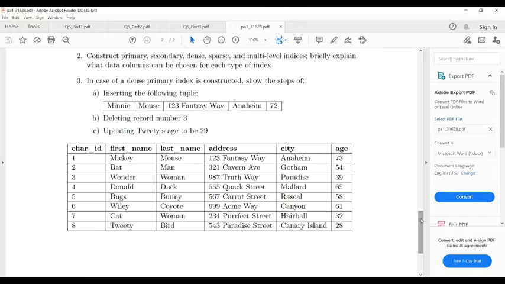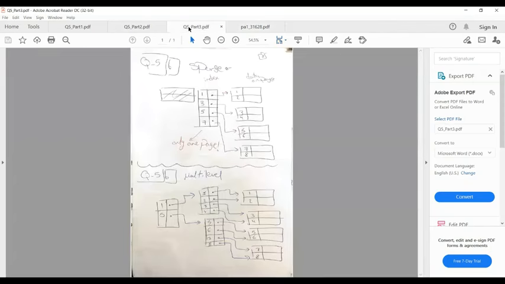The sparse index is quite different from the dense index. In the dense index, we refer to every single record in the data files. However, in the sparse index, we refer to every single block. Meaning, if the block consists of 3 records, I need only 1 record to refer to this block. Okay? Okay, this is a sparse index.